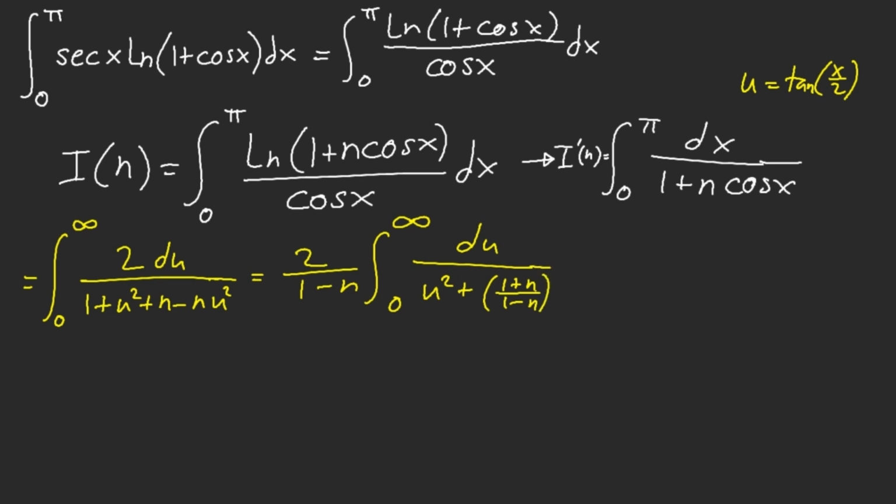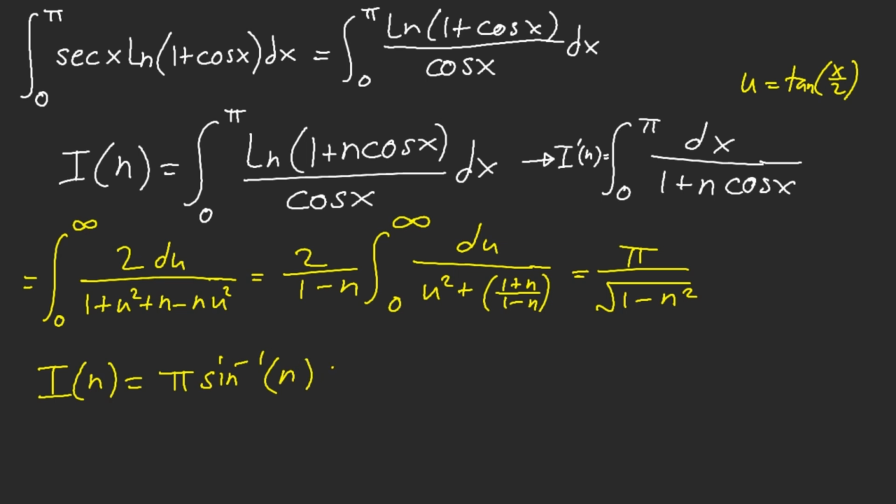And then it's just like the same thing, right? This is kind of opposite. Instead of n minus 1, it's 1 minus n. So it's similar to the previous example that we did. So this should come out as pi over square root of 1 minus n squared. Aha! And we like this because this is super easy to integrate, right? So I of n is equal to pi inverse sine of n plus c.